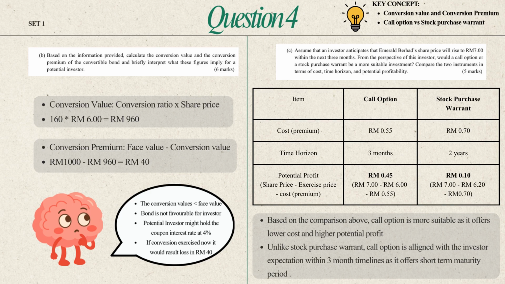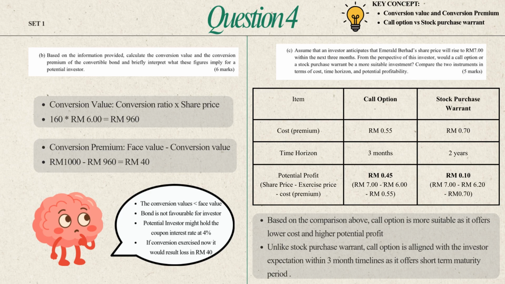Question 4c assumes that the investor anticipates that Emerald Berhad's share price will increase to RM7 within 3 months. Let's do a comparison between the call option and the stock purchase warrant if the price rises. First, we look at the cost premium of the call option. It's stated in the question that the call option with a strike price of RM6 and a 3-month maturity is trading at 55 cents. Meanwhile, the stock purchase warrant, which allows the holder to buy Emerald shares at an exercise price of RM20, is currently trading at 70 cents and will expire in 2 years.